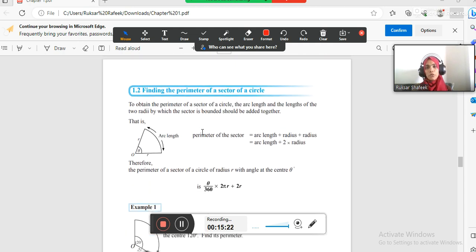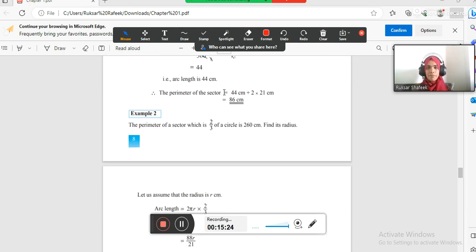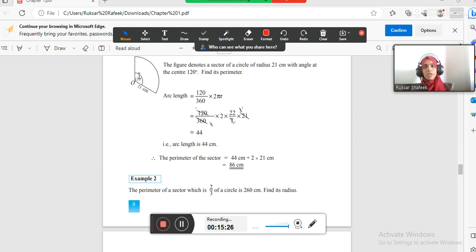So let's not forget that part. And then moving to finding the perimeter, in this exercise wherever they tell you to find the perimeter, remember you need to add in the radius, both the radii.